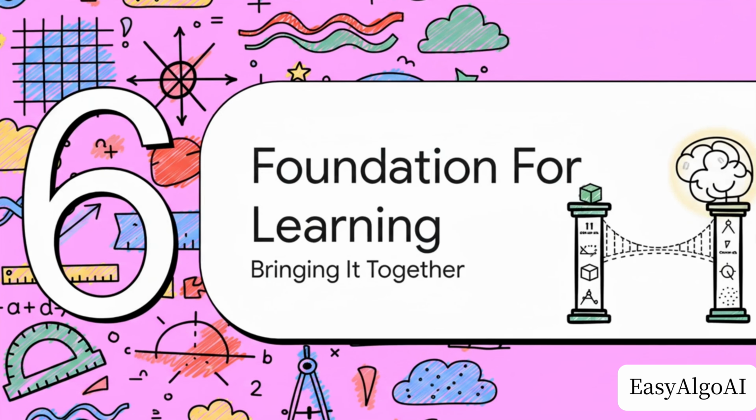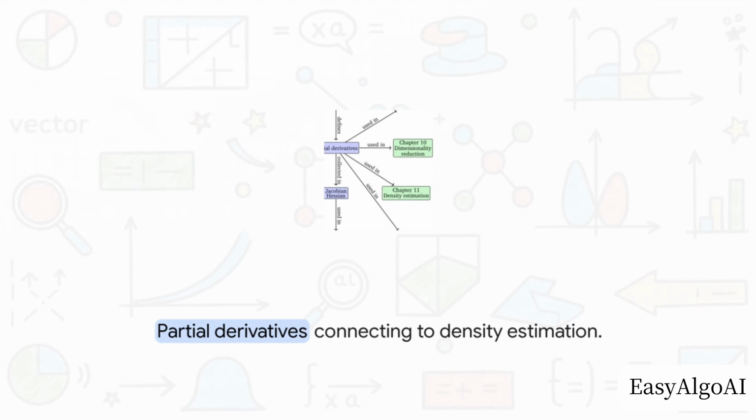Section 6. The foundation for learning, bringing it all together. So we've built the pillars, we organized data with linear algebra, measured it with geometry, compressed it with decompositions, and handled the noise with probability. We made it across the bridge. Mastering these foundational tools, like partial derivatives and gradients, is what actually empowers you to build complex systems like density estimators and dimensionality reducers. You can clearly see how the core math feeds directly into the applied machine learning algorithms.